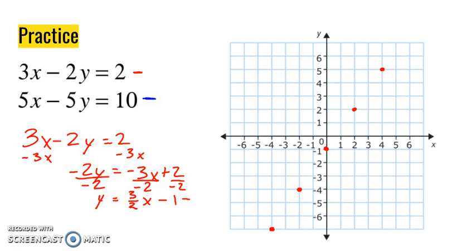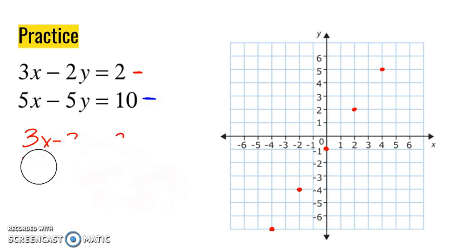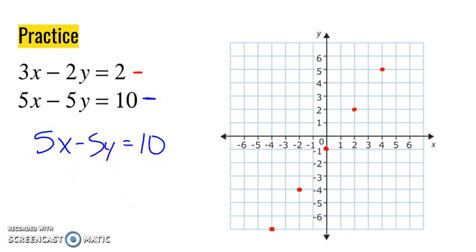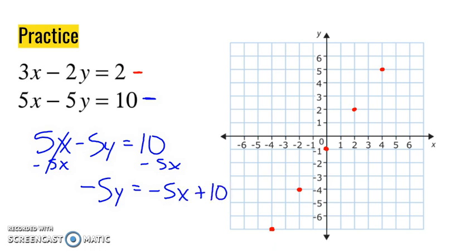Then I also need to graph my other line. So I'm going to need to graph 5x minus 5y equals 10. Again, subtract 5x on both sides, that way it cancels over here. Now notice that's a negative 5y. I should have said this on that last one. A lot of people will forget that negative. That is a negative 5y. Don't forget your negative there. Equals negative 5x plus 10. Then I need to divide everything by negative 5.